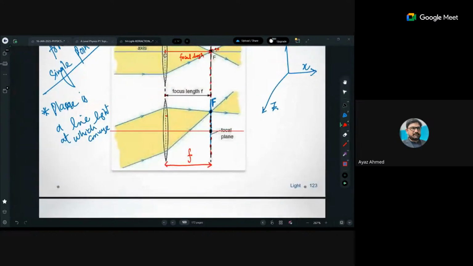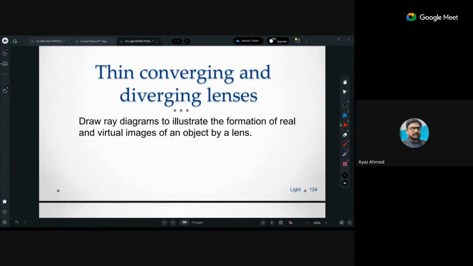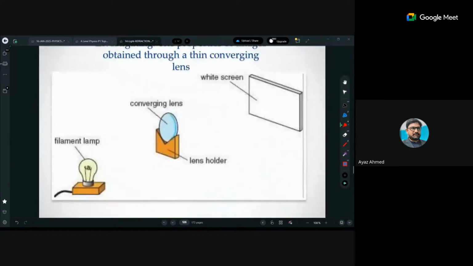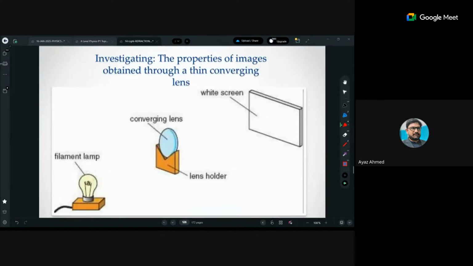गुड. आगे चले. आपने ही आपने हाथ खड़ा किया था. Okay, good. Now I will continue this ray diagram. ठीक है.